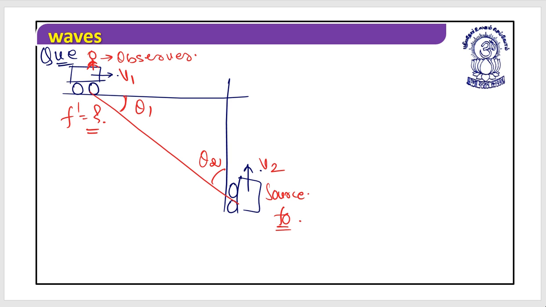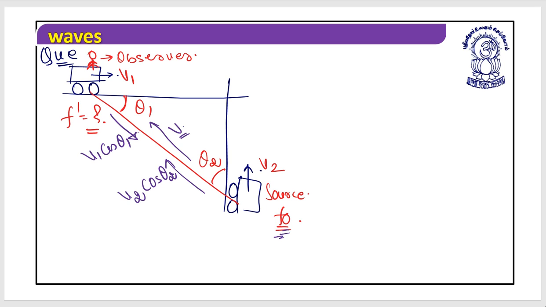How will we do this? What could be done? We need to make components of the motion of the source and the motion of the observer, but not of the motion of the sound wave. So as this one is v1, this one should be v1 cos theta 1. As this one is v2, this one should be v2 cos theta 2. And this is the source, and the sound wave is moving in this direction because the source has produced it, and its speed, let's say, is v.